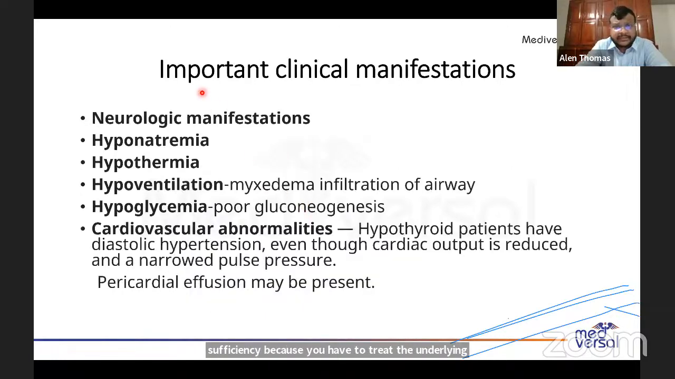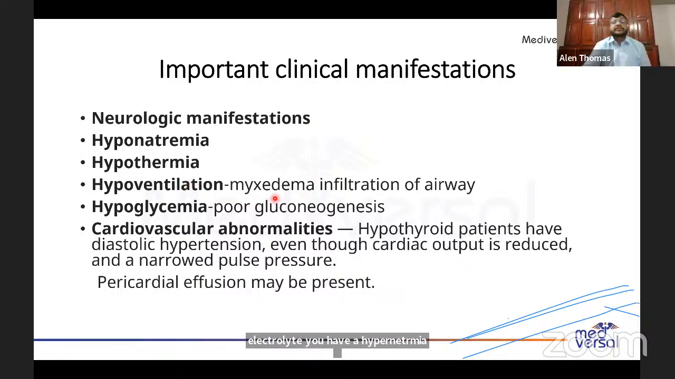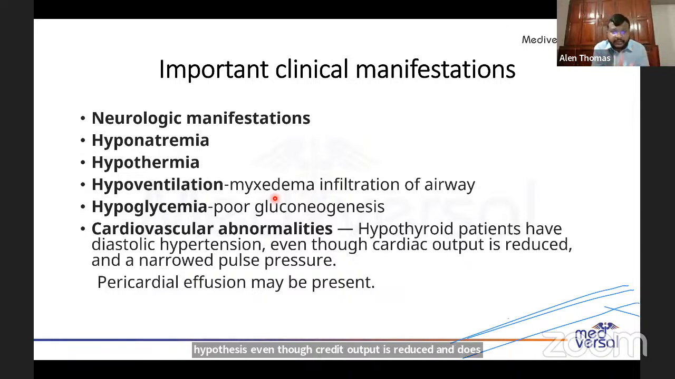So what are the important clinical manifestations that we are seeing? Neurological manifestations. Electrolyte: we have hyponatremia, hypothermia, hypoventilation, because of myxedema infiltration of the airway. Hypoglycemia, that's from poor gluconeogenesis. Cardiovascular abnormalities: hypothyroid patients have diastolic hypertension. Even though cardiac output is reduced and there's a narrowed pulse pressure, there are cardiovascular abnormalities associated with myxedema coma, and pericardial effusions may be present.